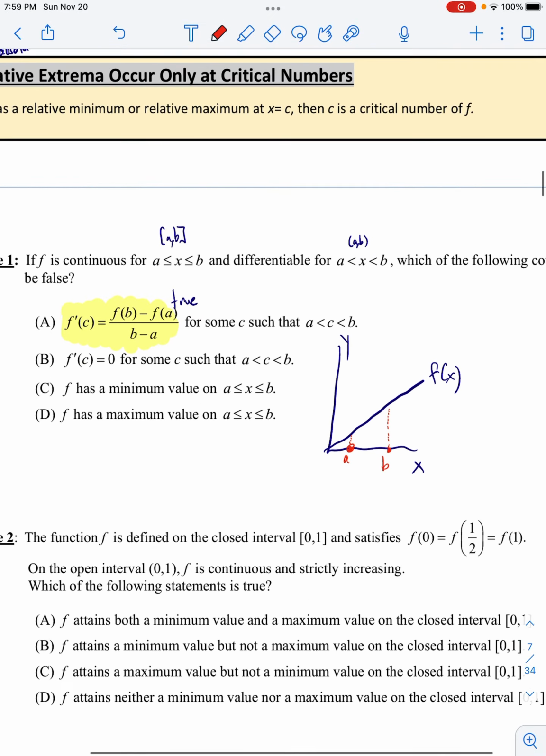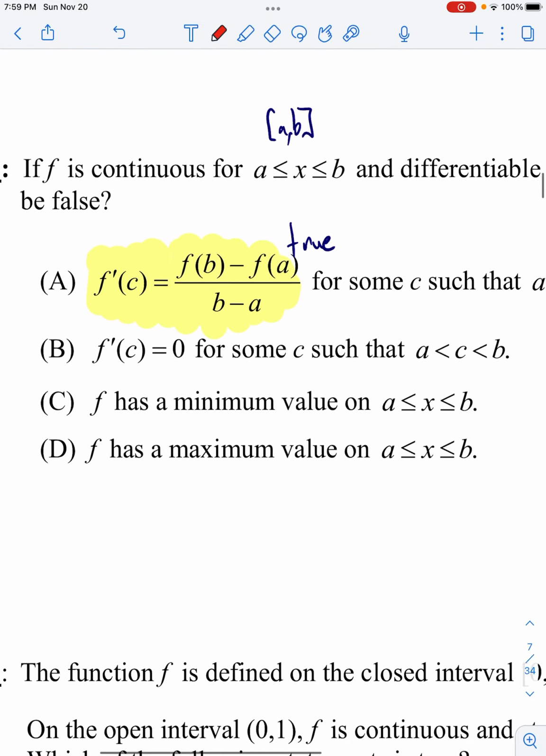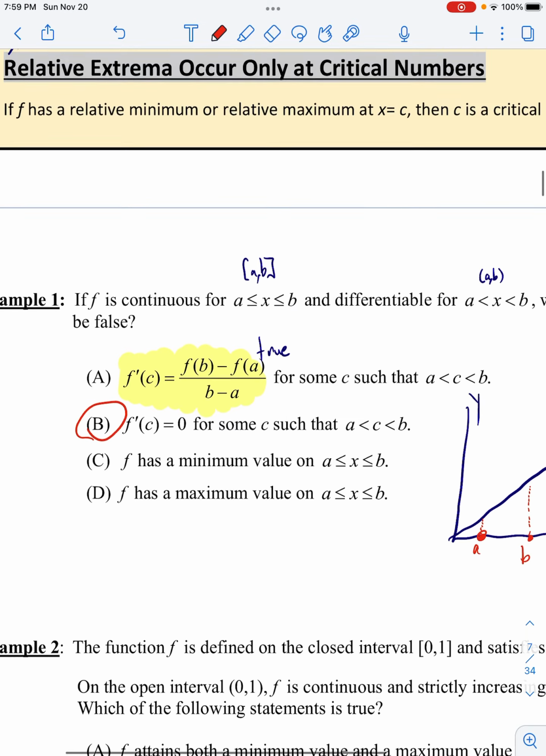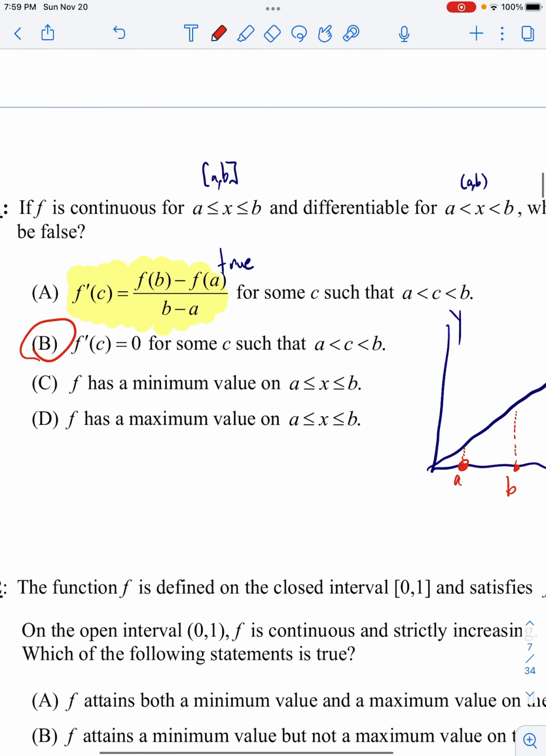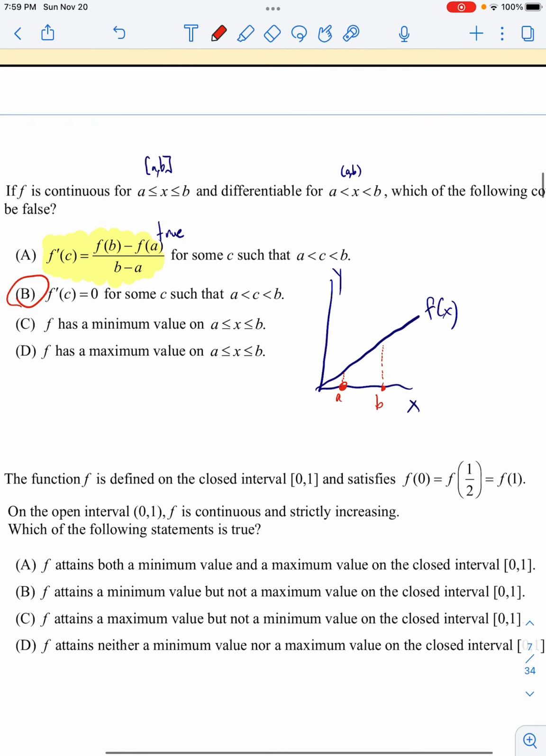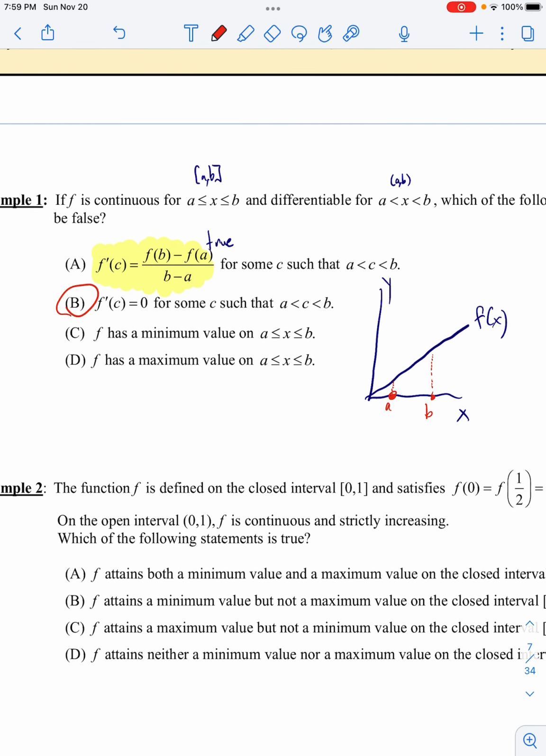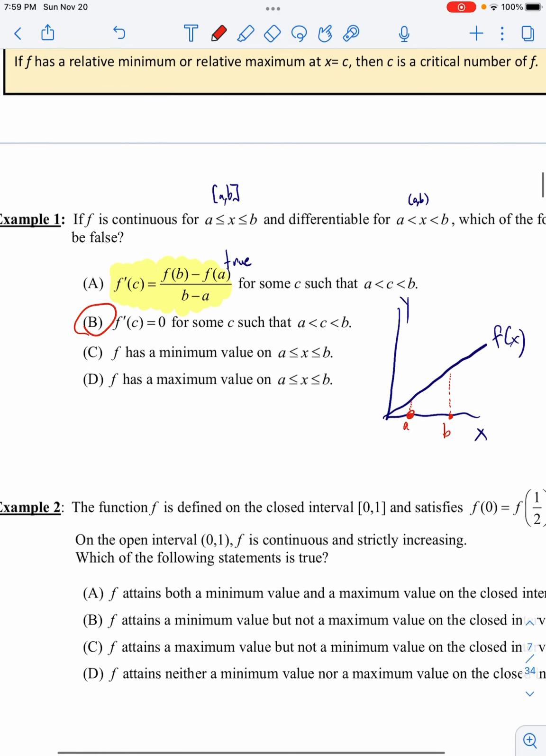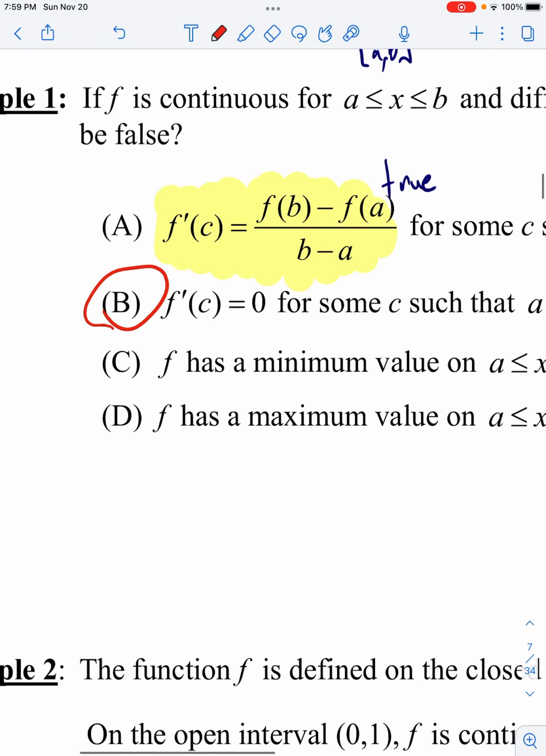So not necessarily true means what? It could be false, and we just saw a counterexample. F will have a minimum value on that interval, whether it be like a hill or maybe one of the endpoints is the minimum value. Same thing with C and D. Oh, excuse me.